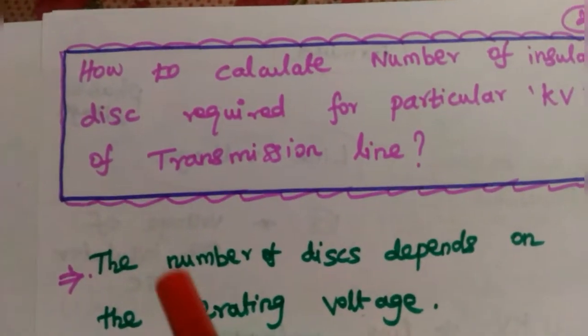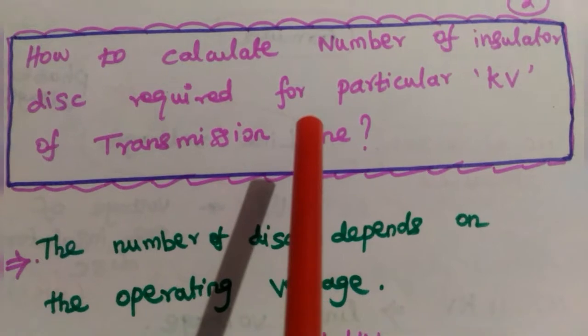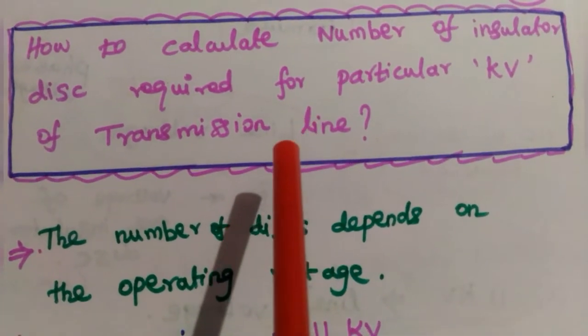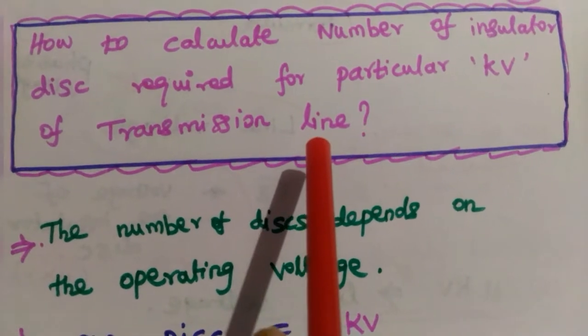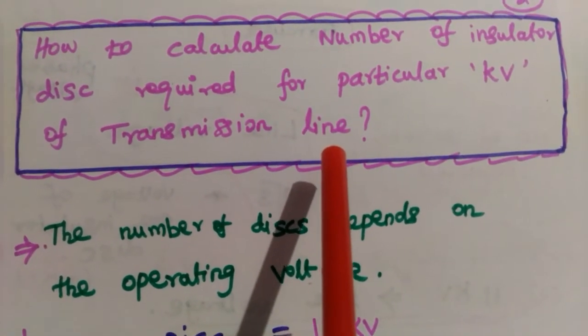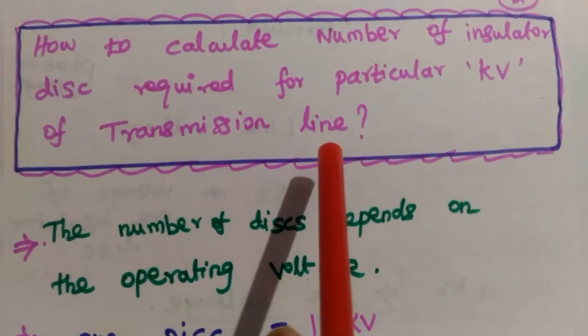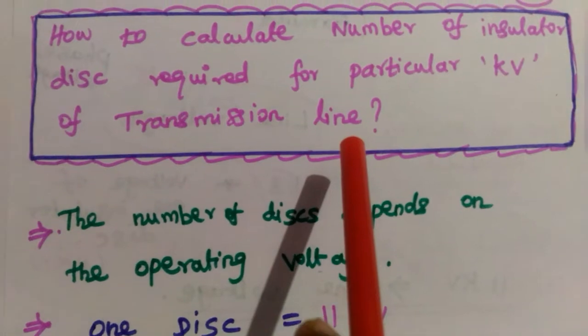Now the next one is how to calculate the number of insulator discs required for a particular kV of the transmission line. Normally the transmission line kV ranges are 11 kV, 33 kV, 66 kV, 132 kV, like that. That is, the kVs are normally multiples of 11. And now let us see.